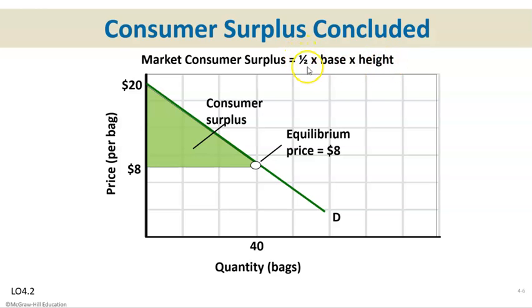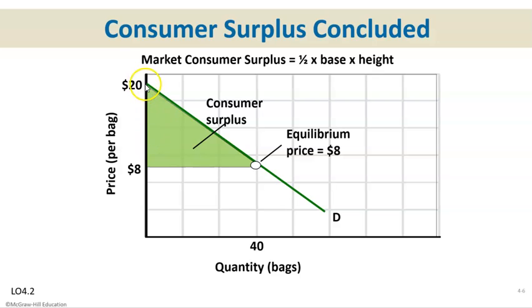So we're going to do 1/2 times the base. In this case, the base is this distance right here. So the base is actually always equal to quantity. The distance from 0 all the way over to here at 40. So the base is 40, and then we're going to multiply that by the height. And the height is going to be the distance from the top of the demand curve to the price line. So it's this distance right here.